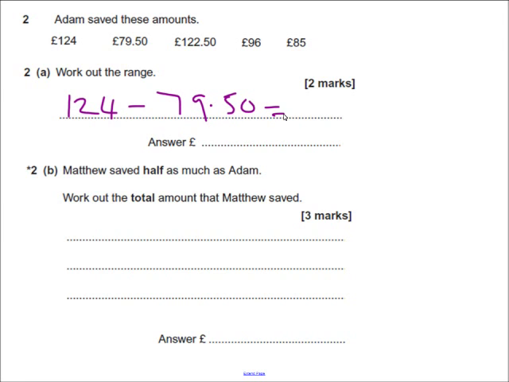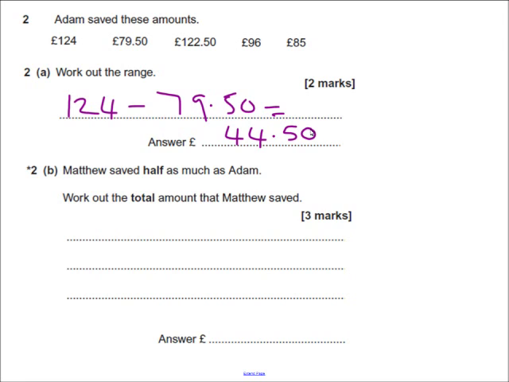Now, this is a perfect example where in the exam you don't try and do things in your head. Do exactly as I'm doing now, put it into a calculator so that you get the correct amount. And the correct amount is £44.50.